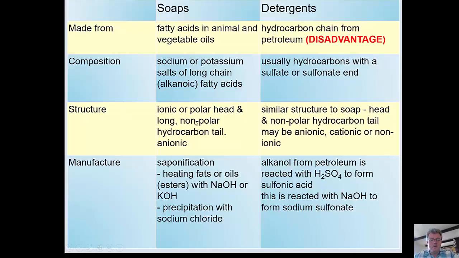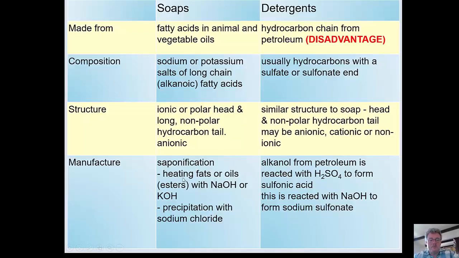The structure: the soaps are an ionic or polar end with a non-polar tail, similar to the detergent. The heads are anionic, or other heads we'll see in a minute, or a non-ionic polar head, with a non-polar hydrocarbon tail. It can be anionic, so minus in the case of the COO minus part of that soap molecule, or it can be cationic, so a positively charged head, or a non-ionic part, and we'll see those shortly.